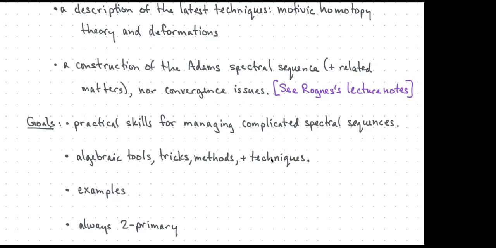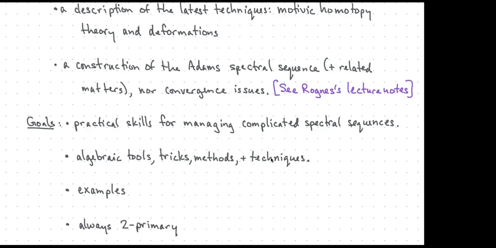Okay, and just as a blanket statement, this isn't really a goal, but it fits in here in the introduction. I'm always going to be working at the prime 2. Everything that I'm working on is at the prime 2. Odd primes are interesting. There's lots of stuff to do there, but that's not at all what we're going to talk about. For expository purposes, we're always going to be working at the prime 2.